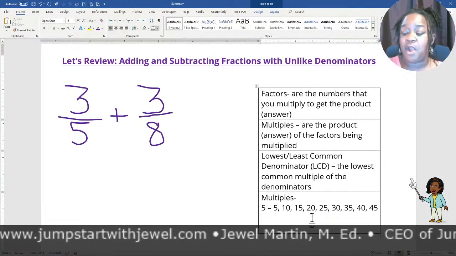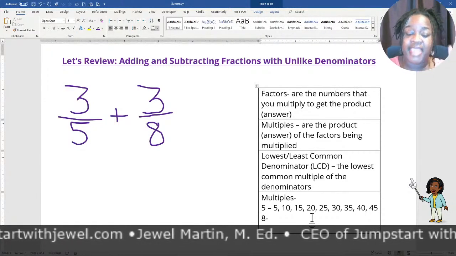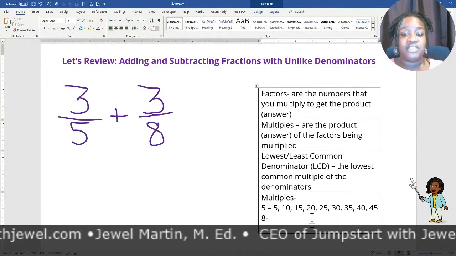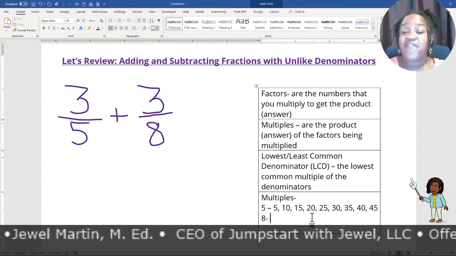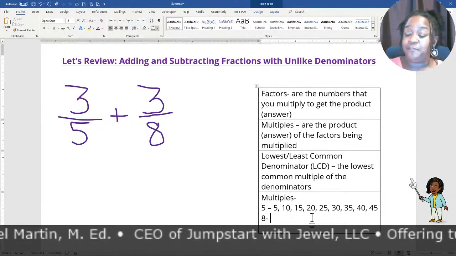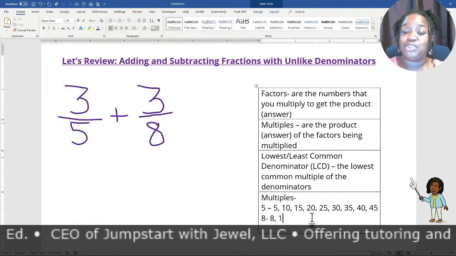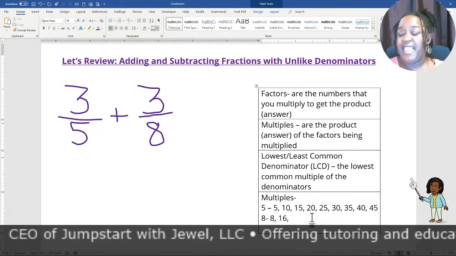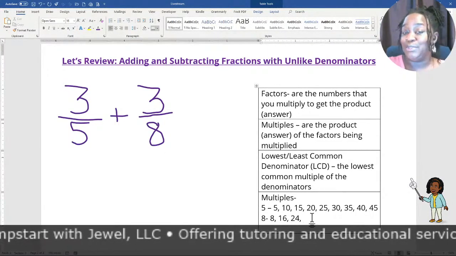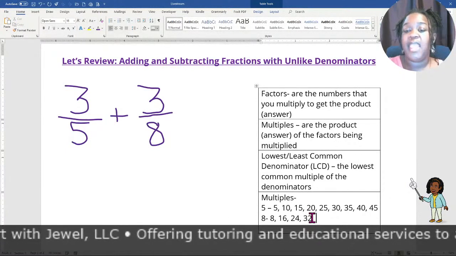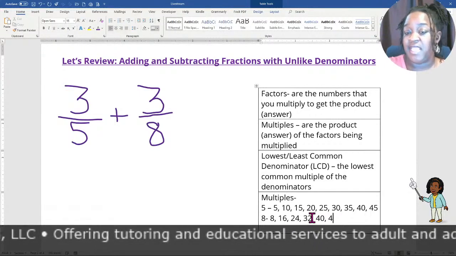Now we have to list our multiples of 8. If you don't know your multiplication facts in your head, you're going to have to write them down so that you can figure out which one is the lowest common multiple. So the multiples of 8. We start with 8. 8 times 1 is 8. 8 times 2 is 16. 8 times 3 is 24. 8 times 4 is 32. 8 times 5 is 40. And 8 times 6 is 48.